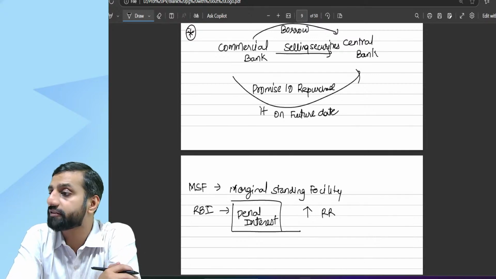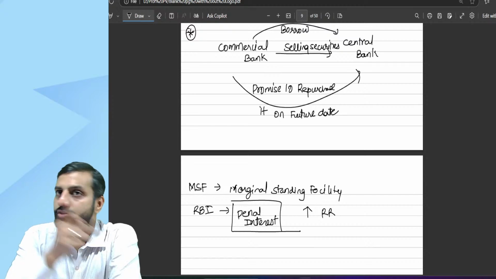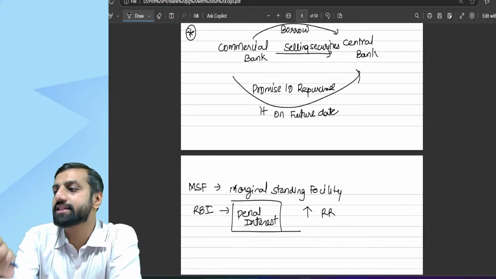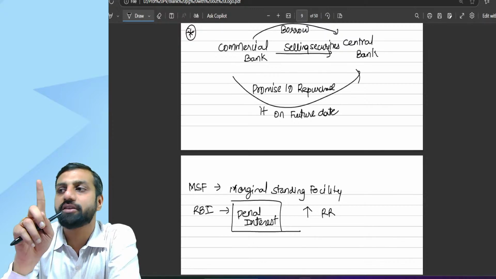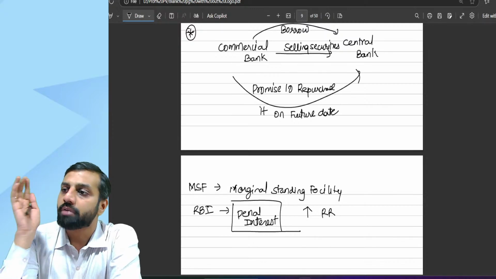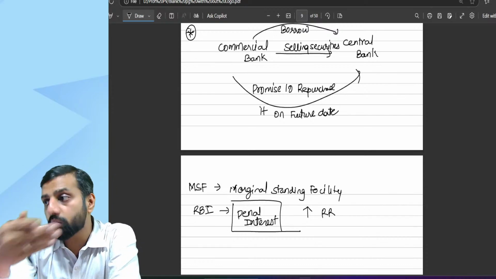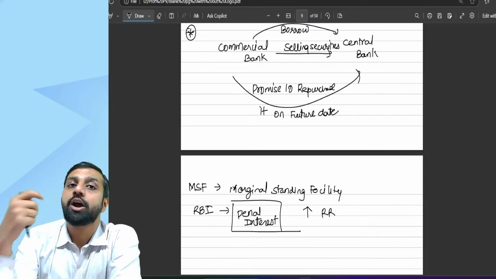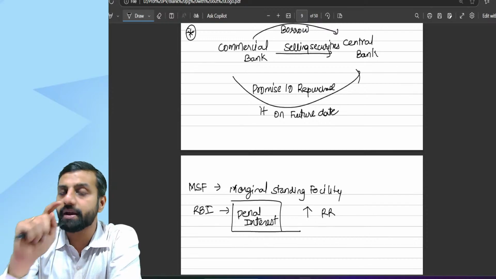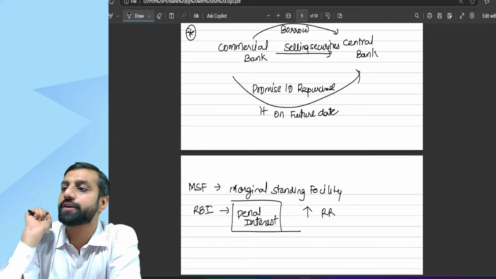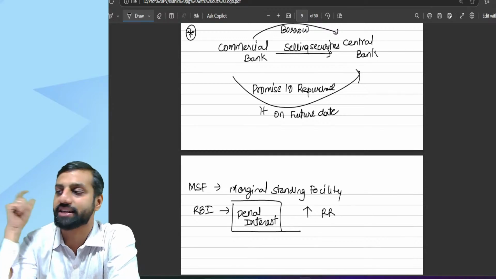Are you clear in the first place? So if you are in need of money, first you will sell your securities and take money from the RBI via repo rate. But now you do not have any more securities, but you still want to borrow money from the RBI or the central bank, then the central bank will charge you a penal rate of interest. That penal rate of interest is called marginal standing facility.